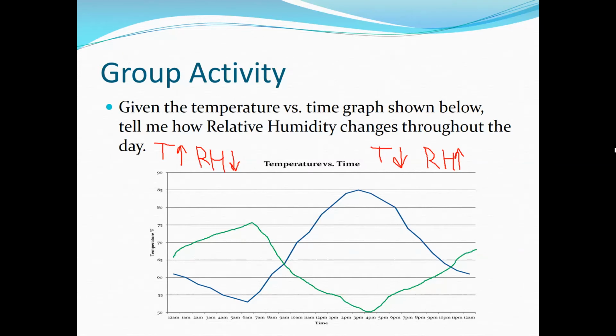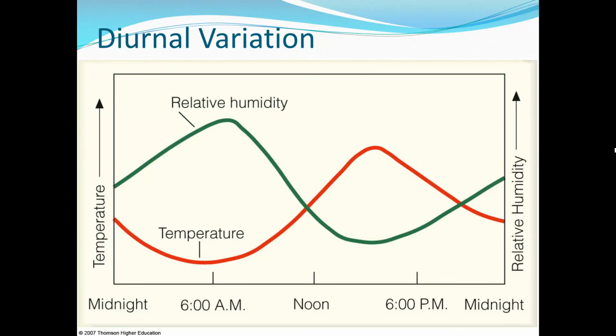In our activity this week, you're going to be doing a few examples of this. So it looks something like this. This is what's called the diurnal variation of relative humidity. Notice that as temperature goes down, relative humidity goes up. And typically, when relative humidity is peaking, temperature is usually bottoming out. Now there's other factors that play into this, but we'll keep it at this. And then as temperature peaks up here, that's when relative humidity bottoms out.